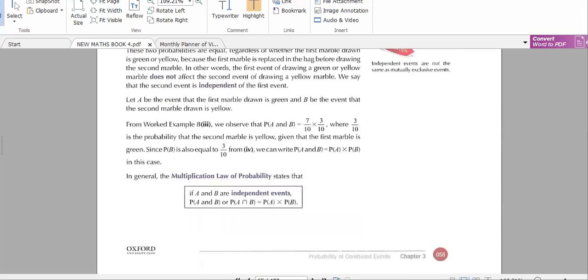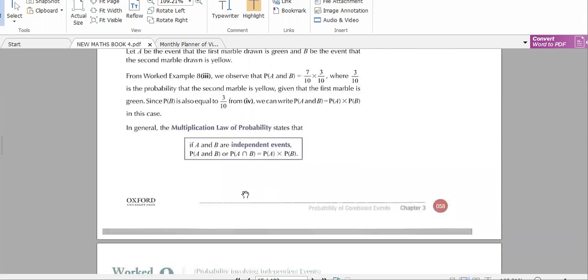So if A and B are independent events, then the probability of A and B, or the probability of A intersection B, will be the product of the individual probabilities, like probability of A multiplied by probability of B.